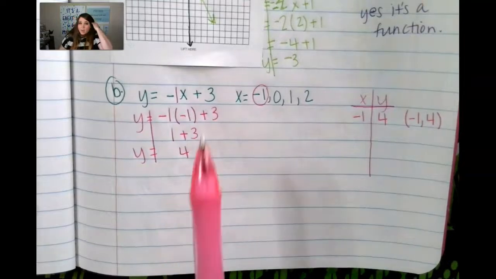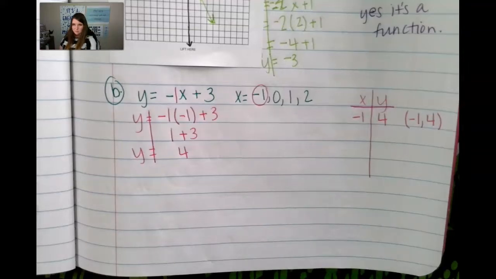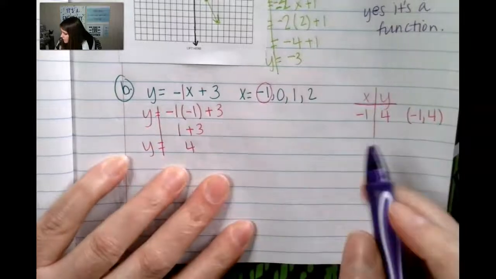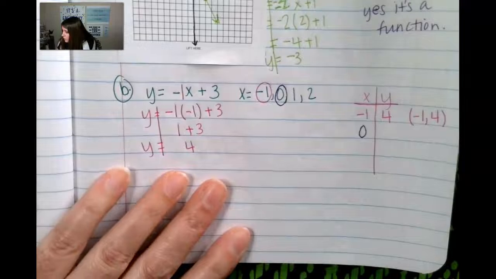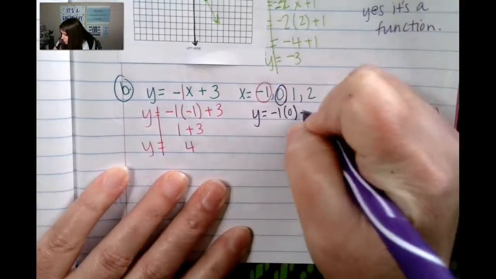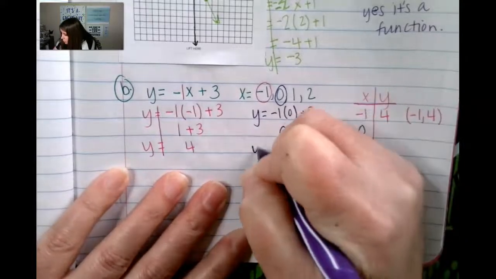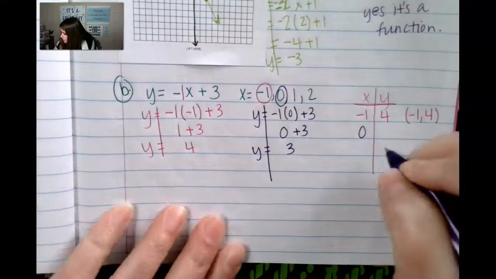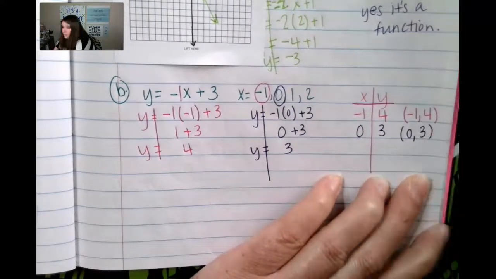Again, remember that when this is just a negative x, it's like having that 1 in front of it. They just don't put it in front because it's kind of redundant to do that. Okay, so let's do it again. This time we're going to use 0. So our x is 0. What's our output? So this says y equals negative 1 times 0 plus 3, or 0 plus 3, which is y equals 3. So here we have 0, 3.